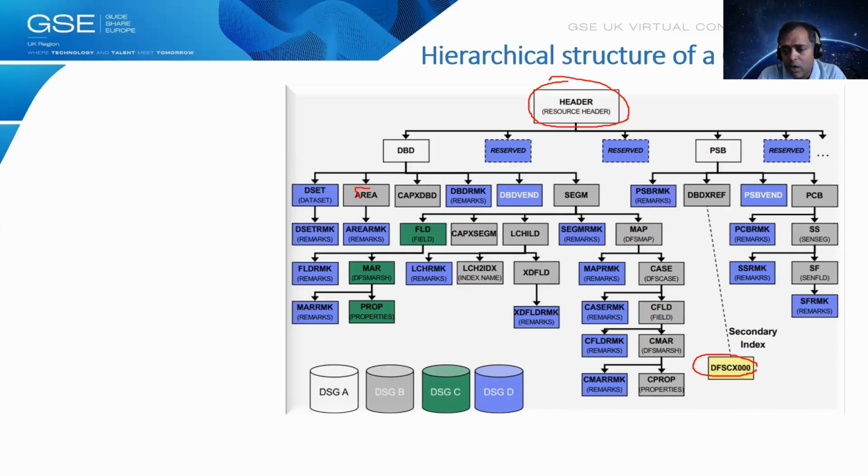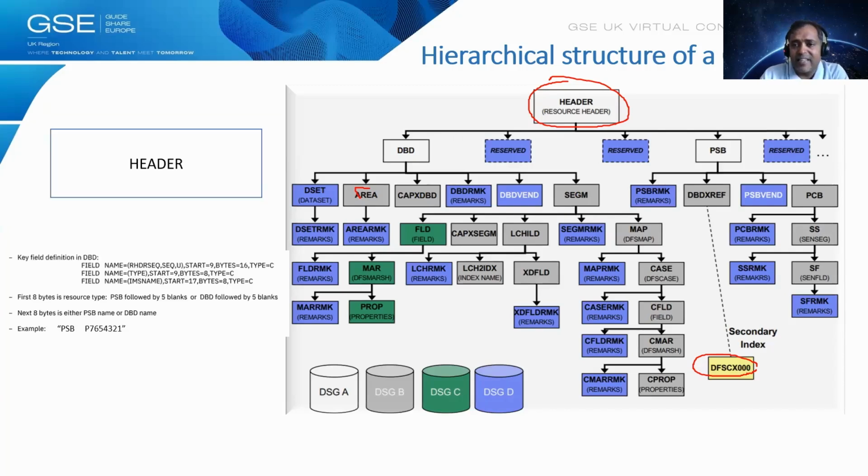So, as we have seen, this header segment has information about a DBD and a PSB. So it is important to identify what will be the key of this header segment, right? If we closely see this resource header, I'm not sure if it's visible, it might be too small, but it has a key of 16 bytes.